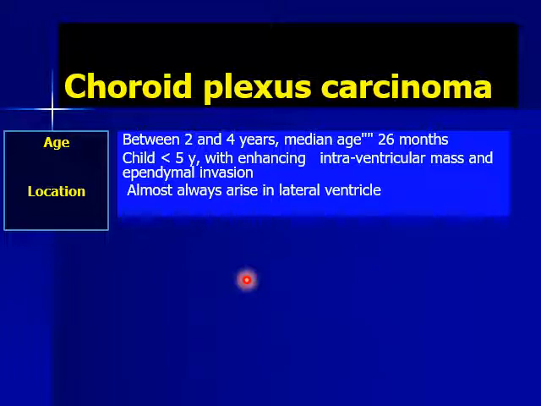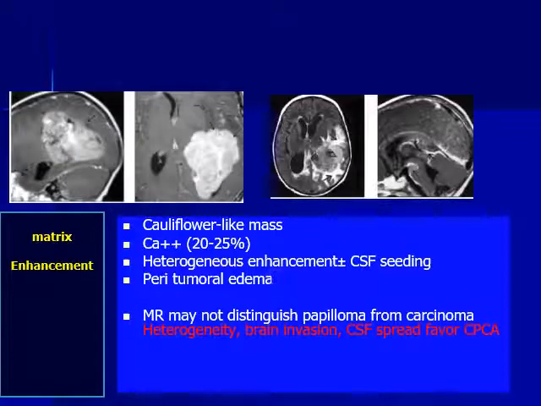Usually we see an intraventricular enhancing mass, but with aggressive behavior. Usually it arises in the ventricle. We cannot differentiate it from papilloma easily, except we see that the lesion is aggressive in its behavior. It can infiltrate the nearby white matter. It can be surrounded by vasogenic edema or associated with CSF seeding. If we see this, we can easily tell that it is a carcinoma. But in most cases, we cannot differentiate papilloma from carcinoma until pathology is done.